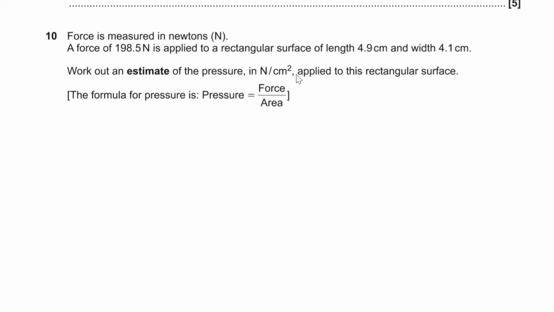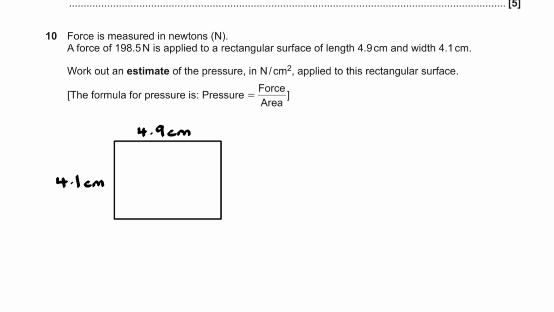Question number 10. Force is measured in newtons. A force of 198.5 newtons is applied to a rectangular surface of length 4.9 centimeters and width 4.1 centimeters. We have to work out an estimate of the pressure in newtons per centimeter squared applied to this rectangular surface. The formula for pressure is pressure equals force divided by area.